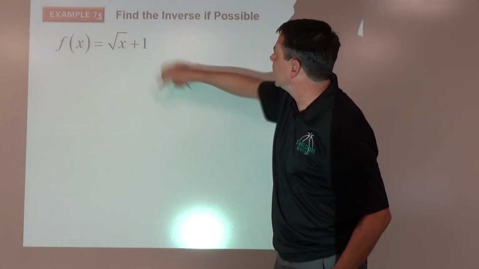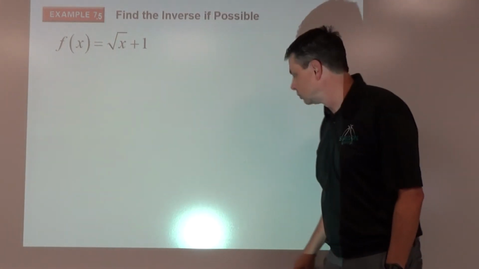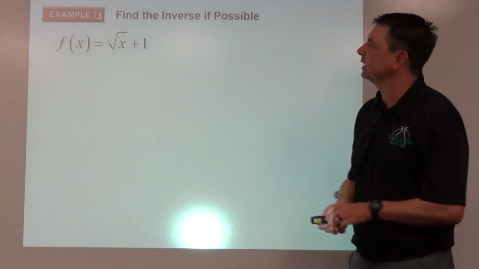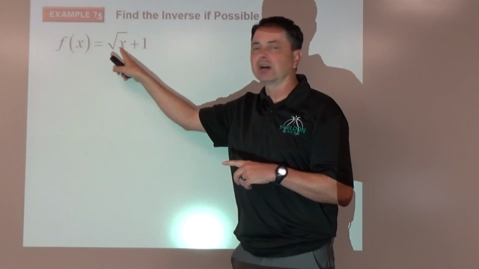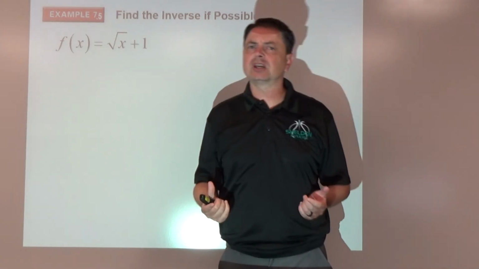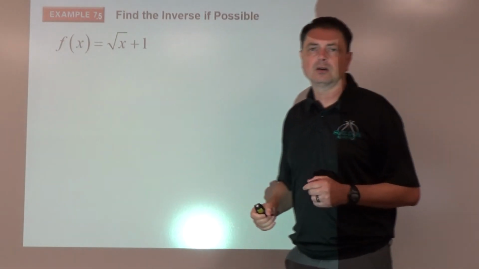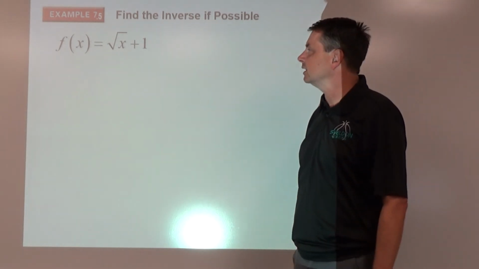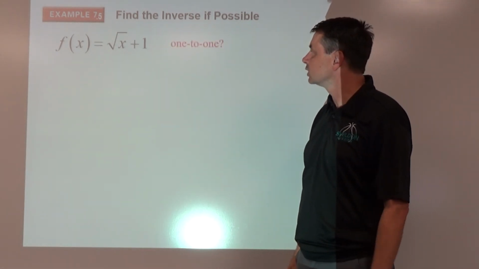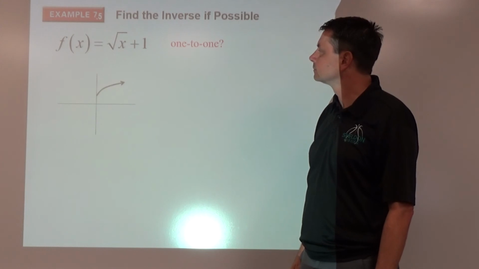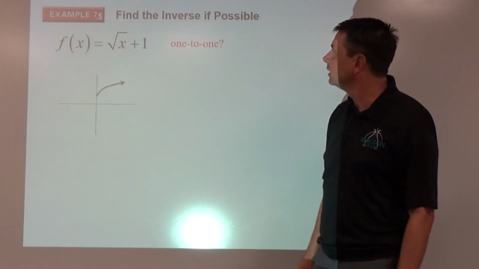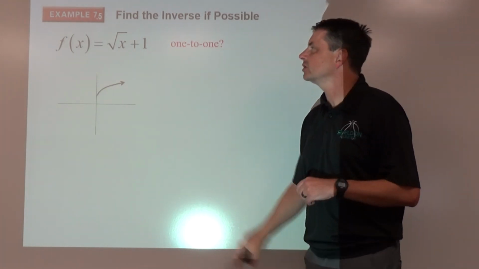Example 7.5, find an inverse if possible. Kind of go through that again. Another square root function. So we should be pretty comfortable that this is going to be 1-to-1, and therefore we can find the inverse. So yep, it's 1-to-1. That's what the graph looks like. Let's go ahead and find the inverse.